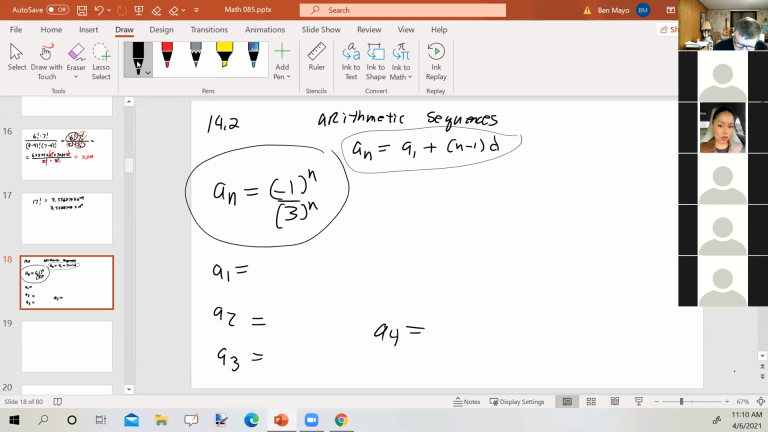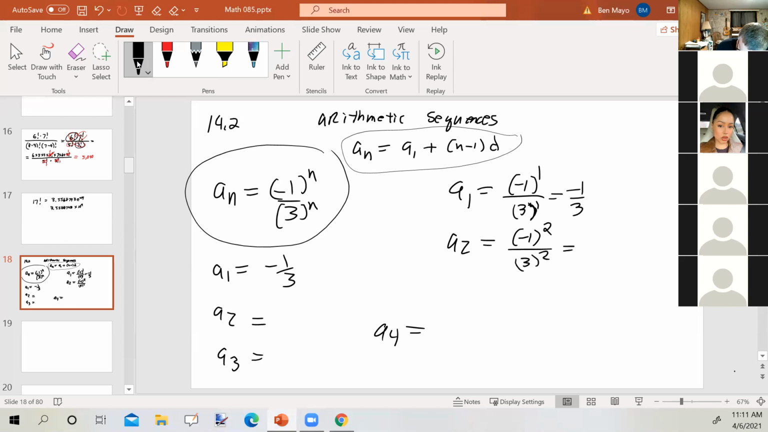Okay. So a sub n is -1, the quantity, to the nth power, over 3 to the nth power. So a sub 1 would be -1 to the 1 power over 3 to the 1 power, which is -1/3. We okay with that? Yes. A sub 2 would be -1 to the 2 power over 3 to the 2 power. -1 times -1 is +1. 3 squared is 9. So 1/9. Okay.